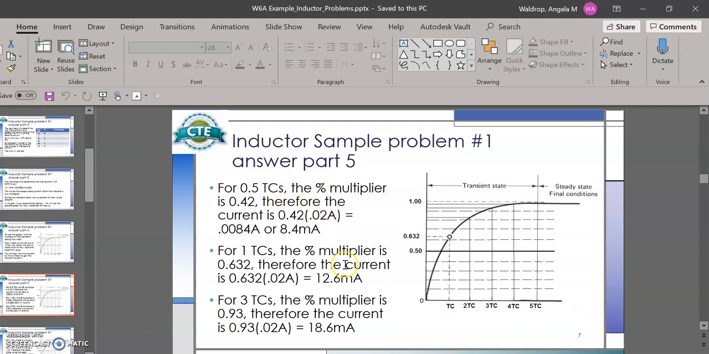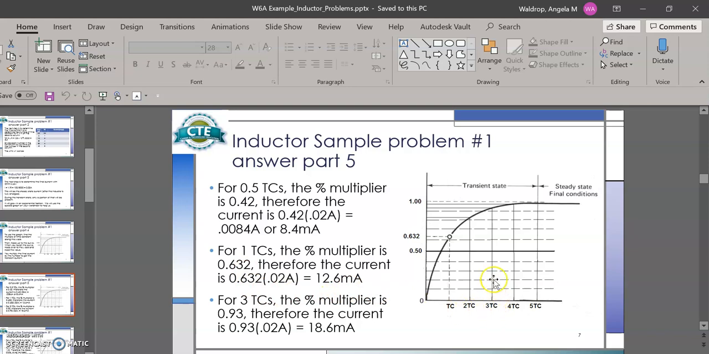So for a half a time constant, I'm going to go across the bottom, trace up, and go over. It's going to be about 0.42. So the current at that point is going to be 0.42 times 0.02, and that gives me 0.0084 amps, or 8.4 milliamps. For one time constant, we've got a special value. One time constant is going to be 0.632, and then we do the multiplication, we get 12.6 milliamps.